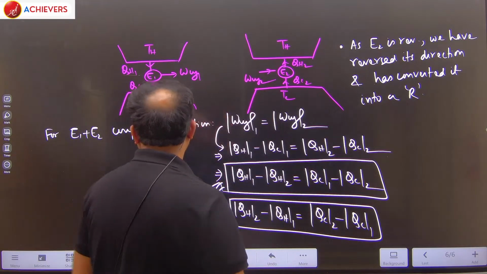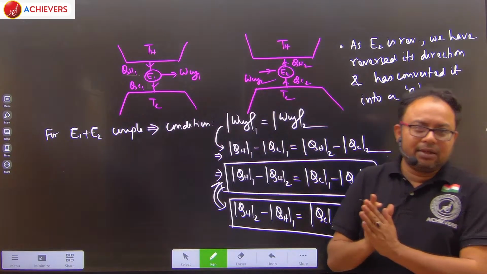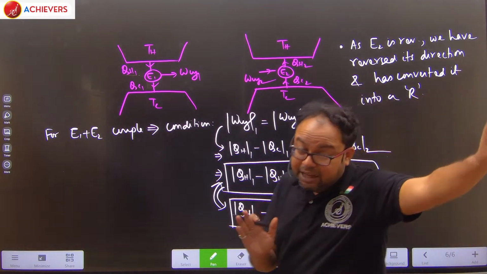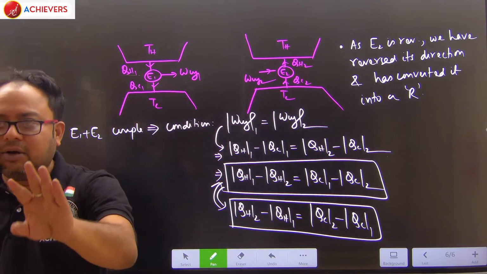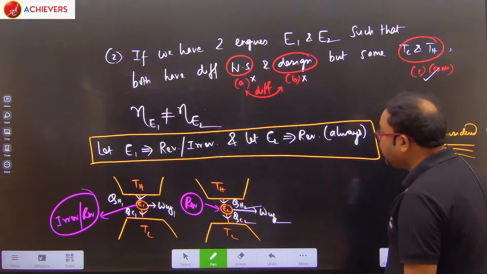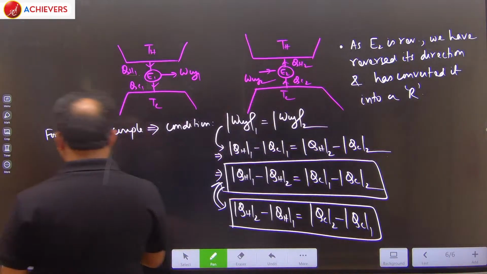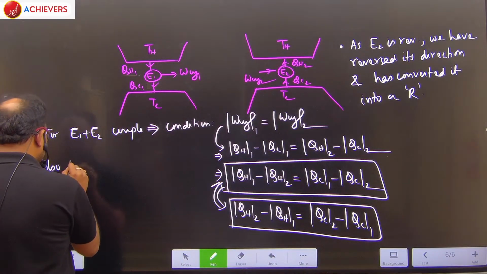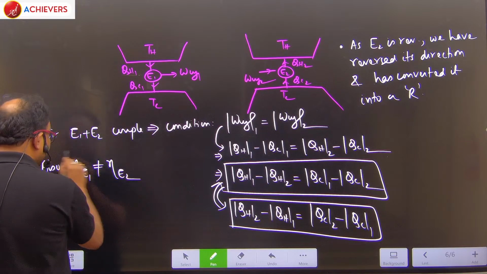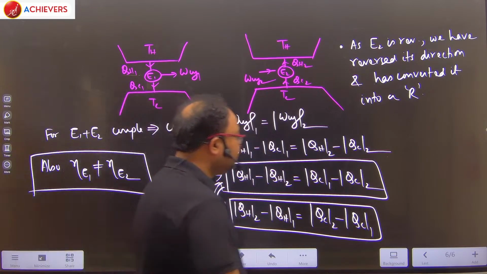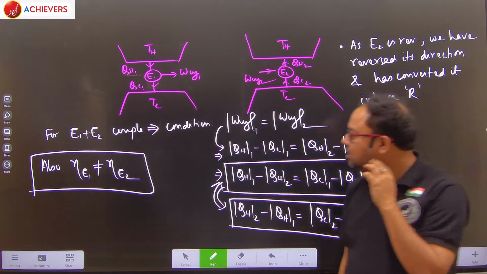And what else do we have? Since for these two engines we have different working substance, different design, but same TC and TH, obviously we have got eta 1 not equal to eta 2. We have already got eta E1 not equal to eta E2.